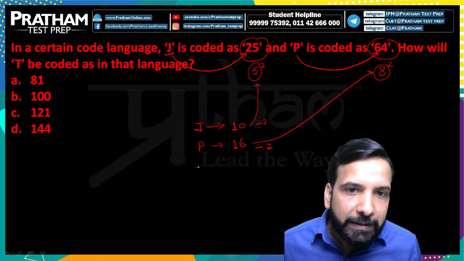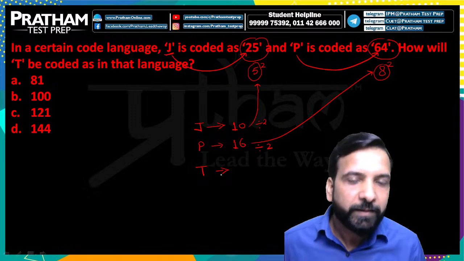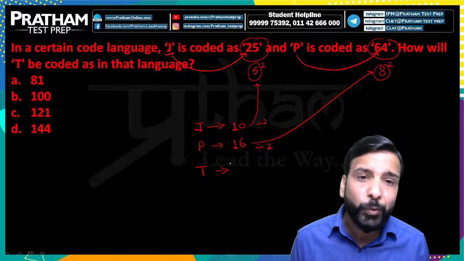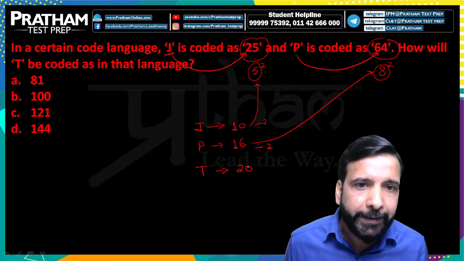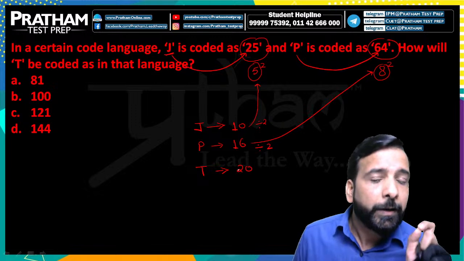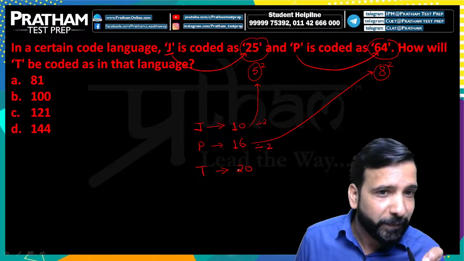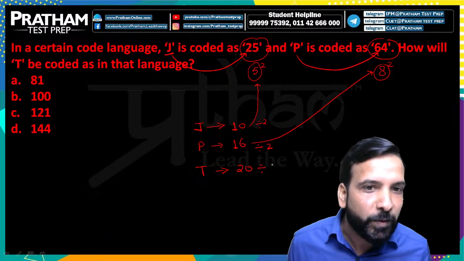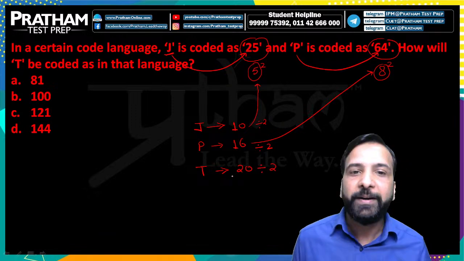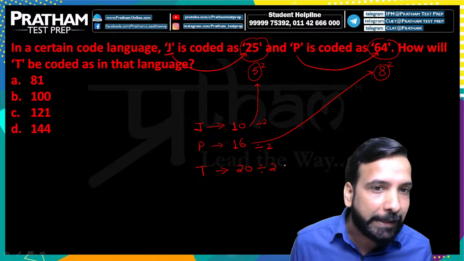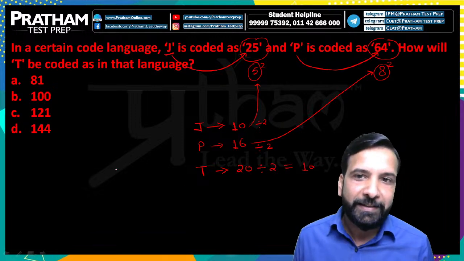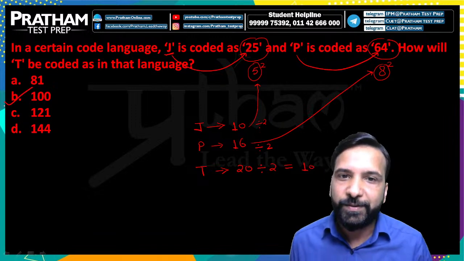So try to figure out what is the place value of T. T's place value is 20, or we can say T is the 20th letter of the English alphabet series, right? So do the same, apply the same logic. 20 divided by 2, what will we get? 10. And what is the square of 10? 10 square is nothing but 100. So my answer is option B.